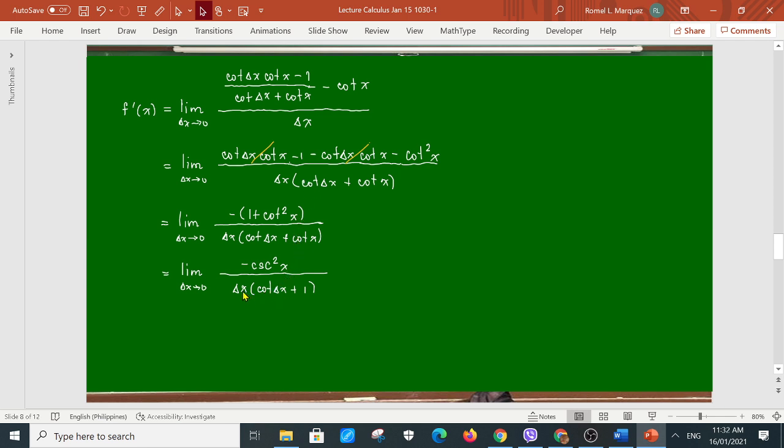So we need to manipulate the denominator. The cotangent is equal to what, children? So let's take the bottom part first. Let's work on the denominator. The cotangent, this one, delta x times what?